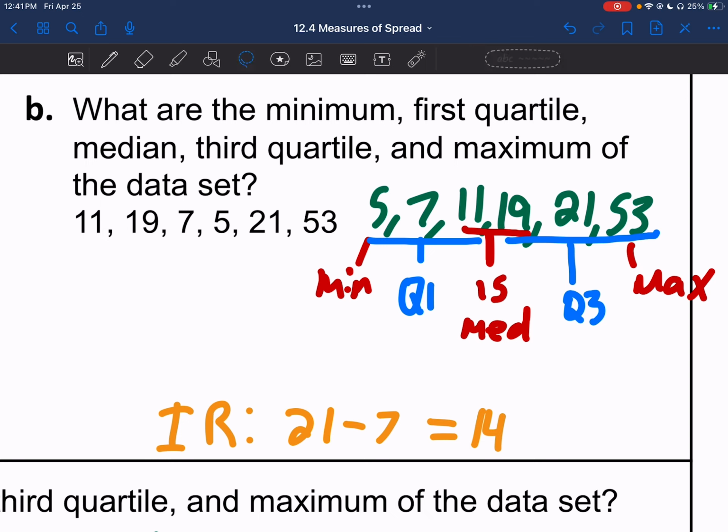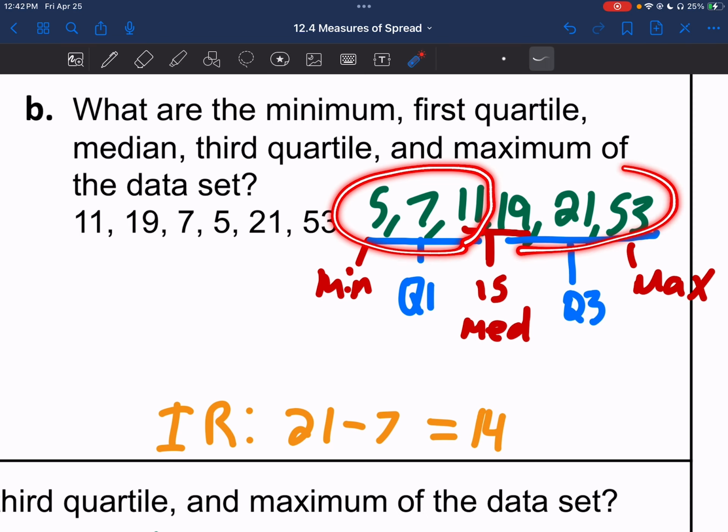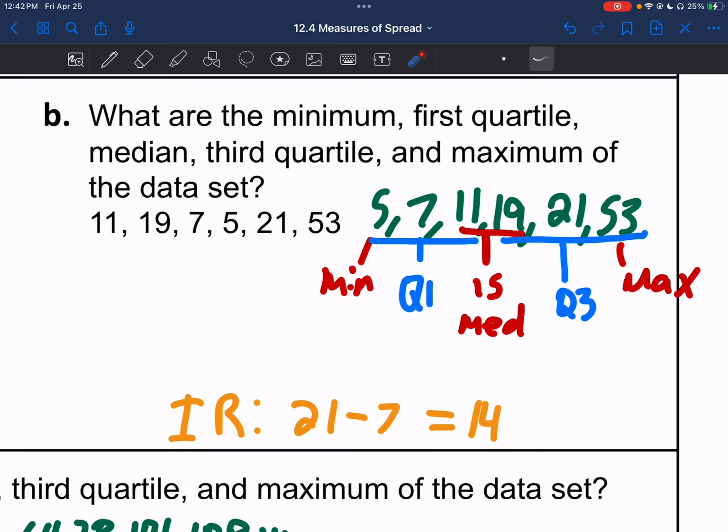Now, why did I include these 2 values when I look to the left and look to the right? Because they're not actually the median. The median is in between those 2 points. And in our directions, we said if there's an odd number of entries, the median is not included when finding the quartiles. So we had an even number, so we do include the numbers on either side.